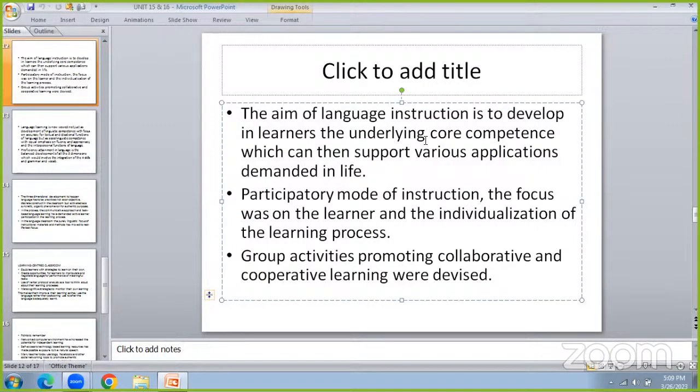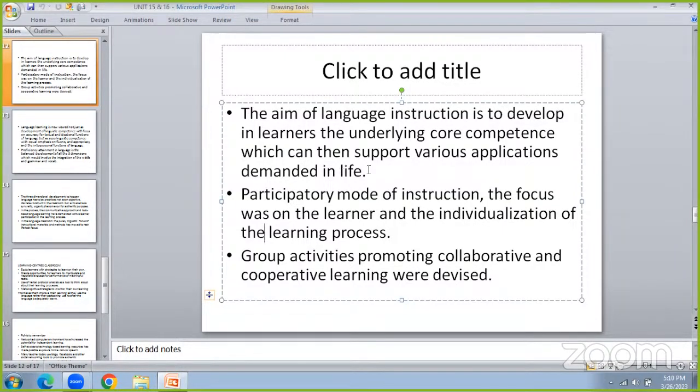Now, the aim of the language instruction is to develop in the learners the underlying core competence, which can then support various applications demanded in life. Whatever it is, the main objective of our language class is that. That is the first and the foremost objective of the language classroom. We have to tap the underlying competence of the students. So the classroom should act as a stimulus and help the student to use the language in the various applications which life demands in the real world, right? That should be the objective of learning.